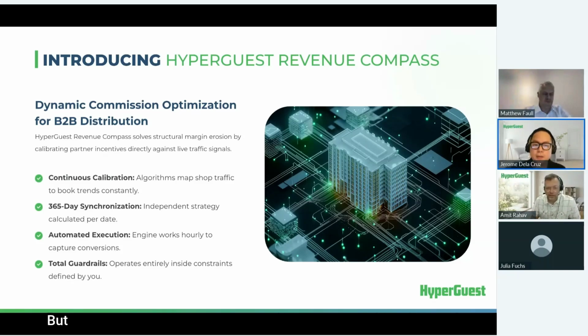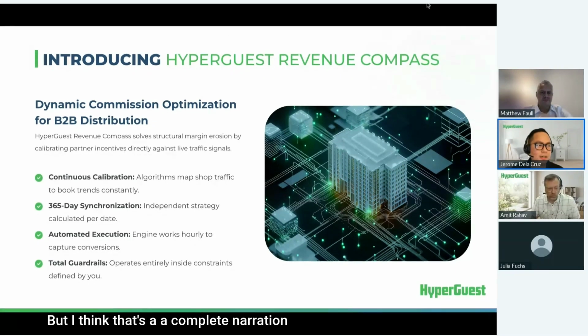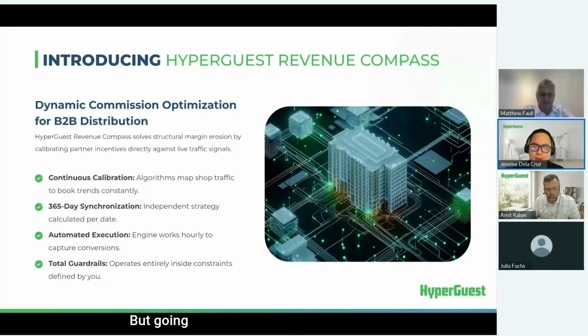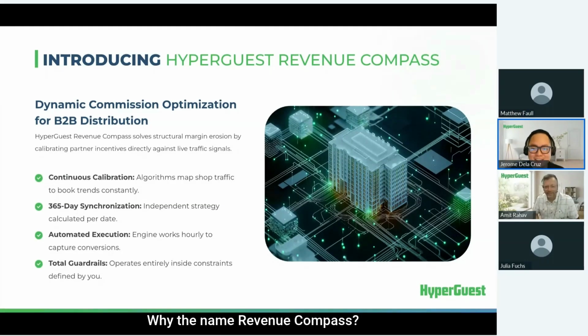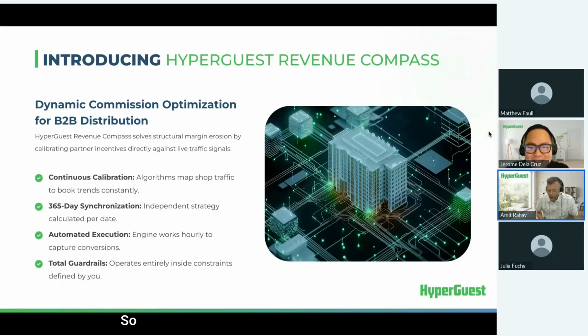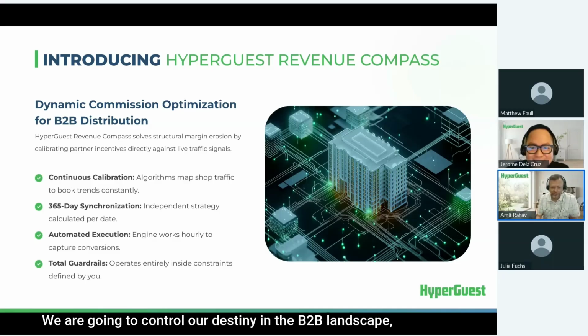Very interesting. But I think that's a complete narration of what Revenue Compass is. But going back to the conceptualization, Amit, number one, why Revenue Compass? Why the name Revenue Compass? So we are going into uncharted territory. We are going to control our destiny in the B2B landscape.